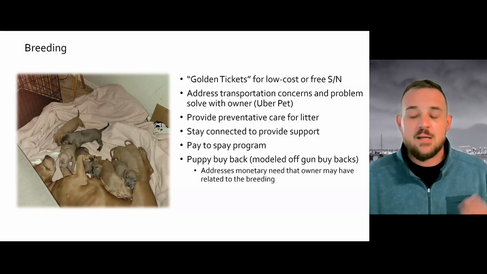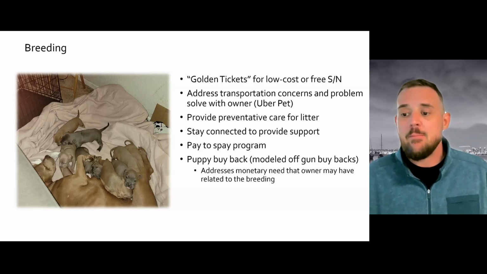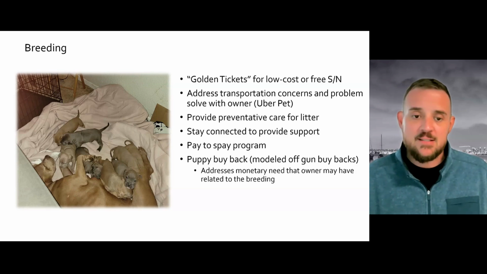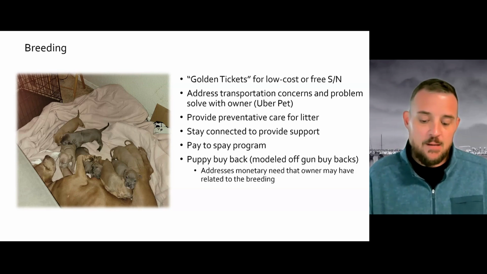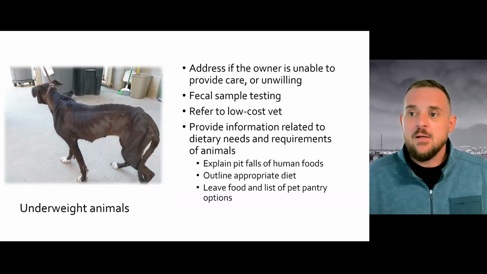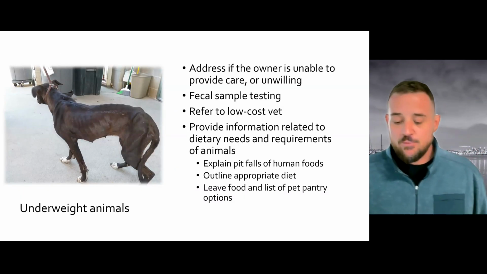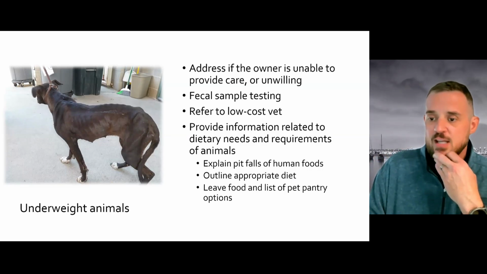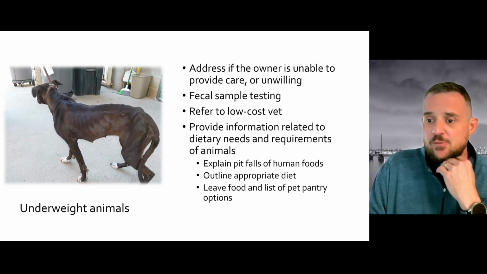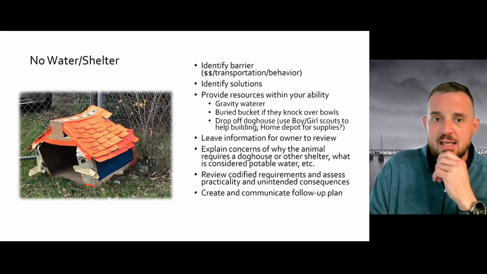Pay to spay programs, they were popular, they went away. And even ideas about a puppy buyback program modeled off of gun buybacks. Those gun buyback programs have been very popular in a lot of places, so maybe there's some opportunity there. Underweight animals, we need to be looking at that can't versus won't. Can we do free fecal testing for people, depending on what the laws are in your state? Provide information related to dietary needs, talking and educating about human foods, making sure they understand the appropriate diets.